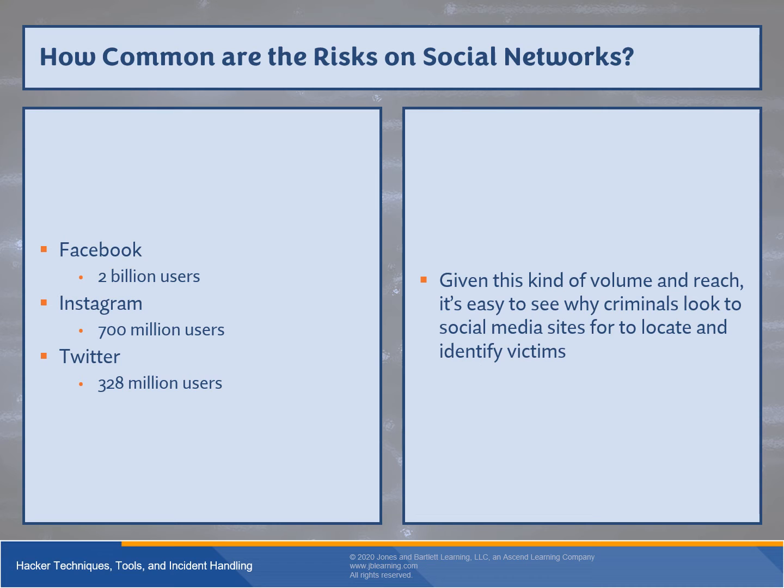So as of 2020, obviously these numbers will have changed. Facebook has about 2 billion users. Instagram has 700 million. Twitter has about 328 million. Tons of volume, tons of interactivity, tons of reach. So based on this, you can see why criminals would look up people on social media sites to identify and target people.